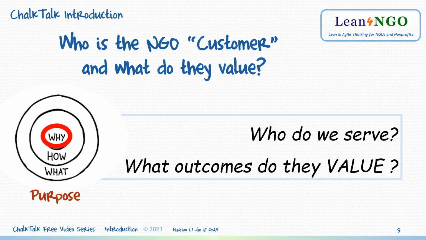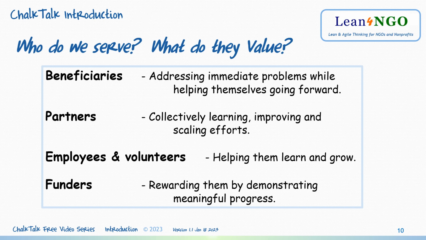In the case of NGOs and nonprofits, I find it's better to say, who do we serve and what do they value? Here are my thoughts on this question. NGOs first serve their beneficiaries, helping them address crises of the moment while helping them develop capability to help themselves going forward. They also serve the partners they collaborate with, developing the capabilities of the employees and volunteers they engage in their efforts, and the funders that support them. You likely have your own ideas on who these key stakeholders may be.